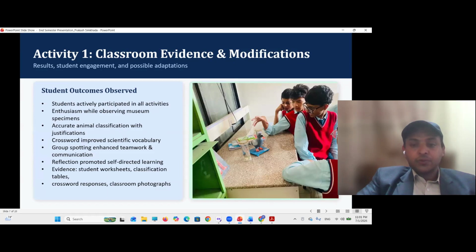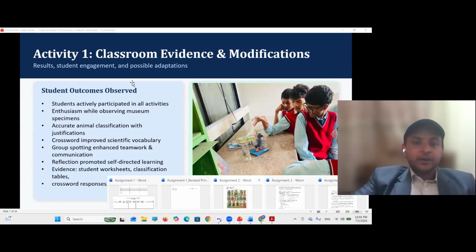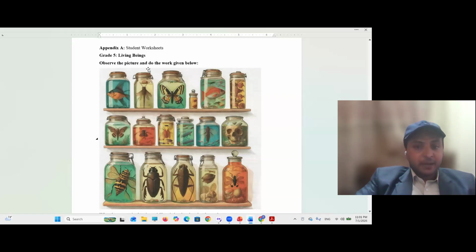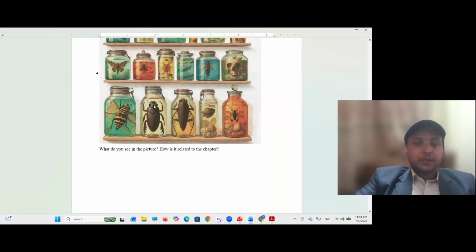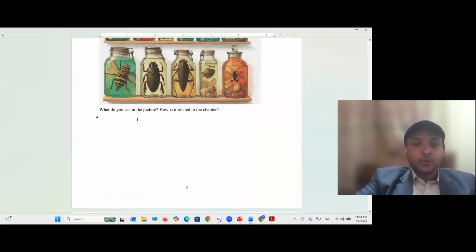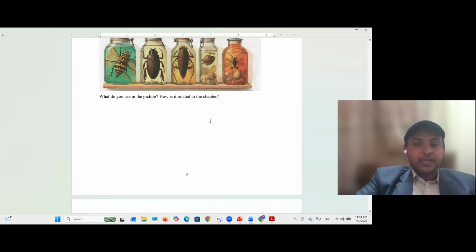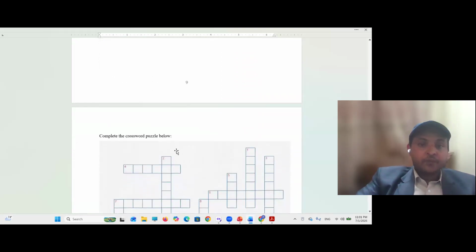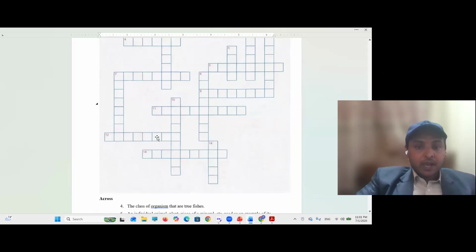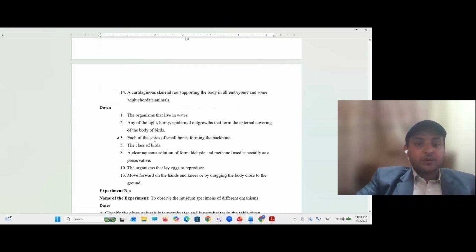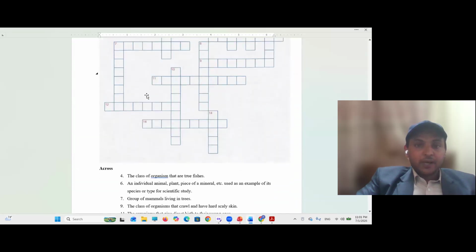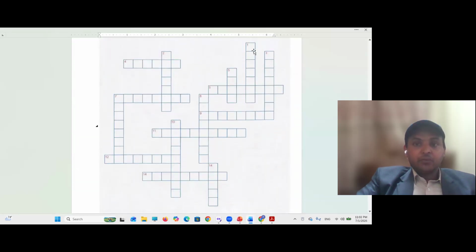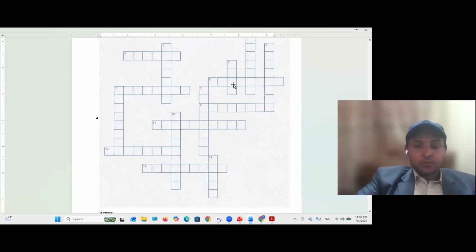First of all, I want to show you the worksheet which I have developed. Here the students have to observe the diagrams as you can see, and based on this observation, students will write something like what do you see in the picture? How is it related to the chapter? Then this will open their curiosity. Then they will fill this crossword puzzle. I have given altogether 14 crossword clues. Like in number one, there is an organism that lives in water. They need to identify between aquatic, A, Q, U, A, T, I, C. So they need to fill the word in the crossword puzzle.